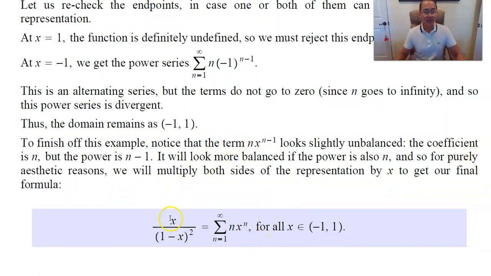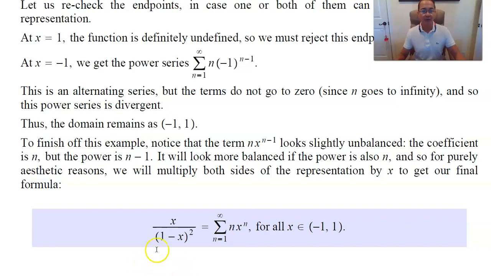representation. x over (1 minus x) quantity squared is the summation from n equals 1 to infinity of n times x to the n. All right, so we have a new representation now, admittedly derived from the old geometric series, just like we did when we did partial fractions. We still made use of the geometric series. Spoiler alert, this will change in the next video. It will get more interesting.